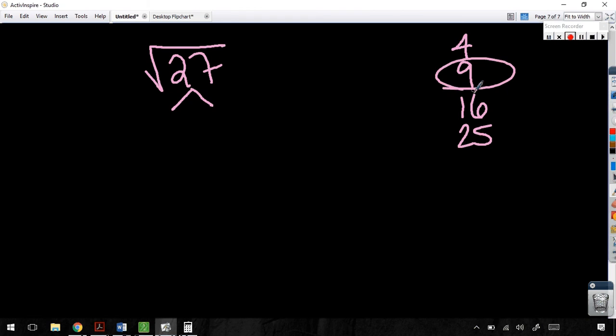27 divided by 25 will give you a decimal. 27 divided by 16, decimal. 27 divided by 9 is the whole number 3. So 9 times 3 is 27. Do you agree? Split them up.